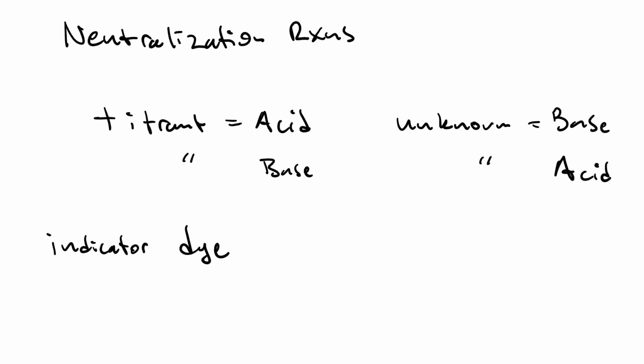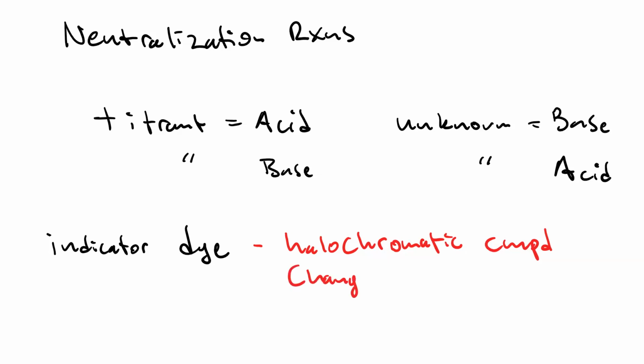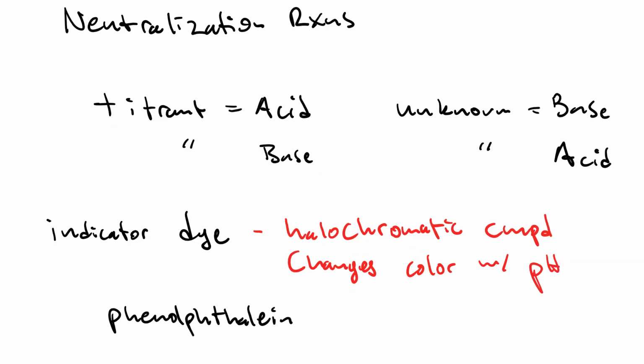The use of an indicator dye tells you whether you've hit the endpoint of your titration. An indicator dye is what is known as a halochromatic compound. In other words, it changes color with changes in pH. Phenolphthalein is one such commonly used indicator dye. It's clear in acidic solution, and it's pink in basic solution.